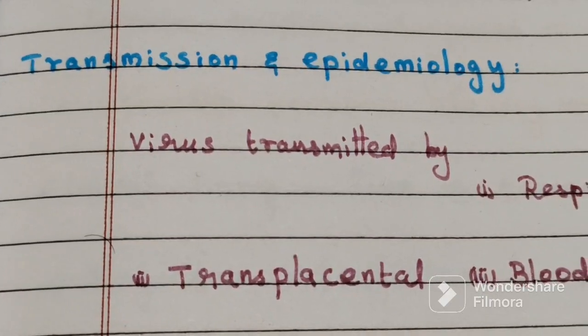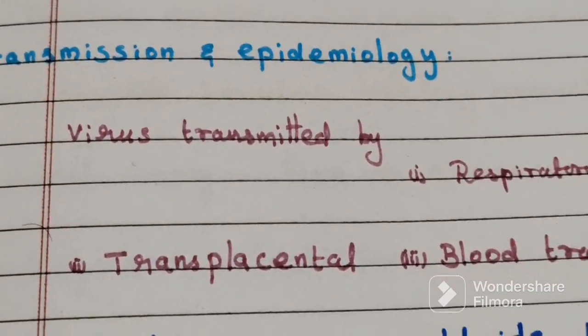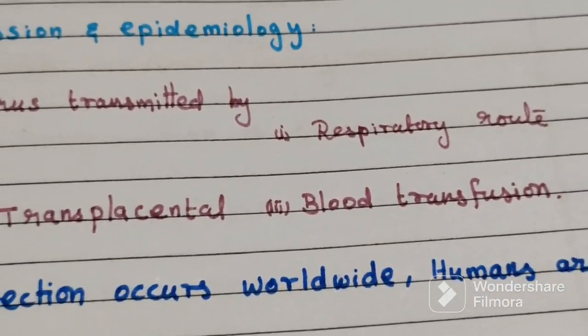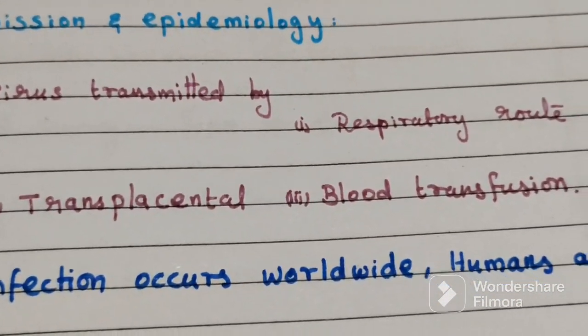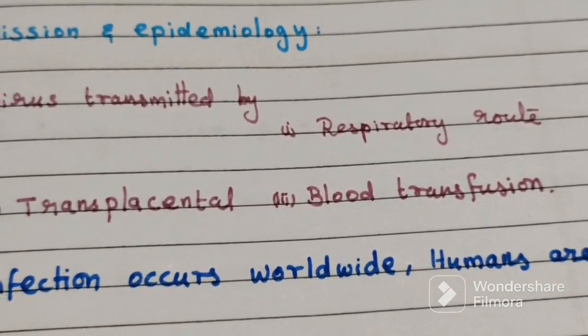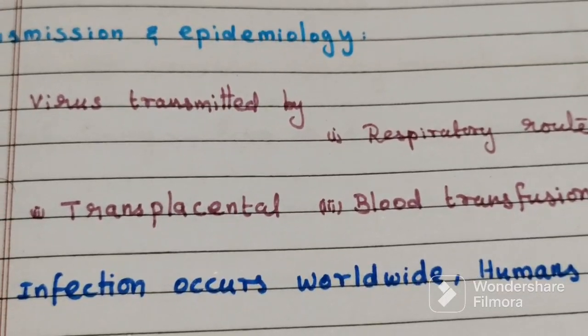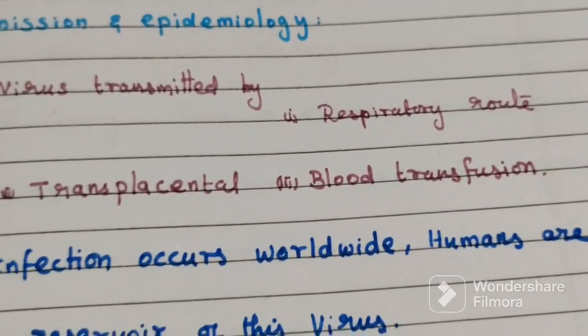Transmission and epidemiology of parvovirus. This virus is primarily transmitted by the respiratory route. Transplacental transmission also occurs. Blood transfusion can also transmit this virus. So, three main routes: respiratory, transplacental, and blood transfusion.